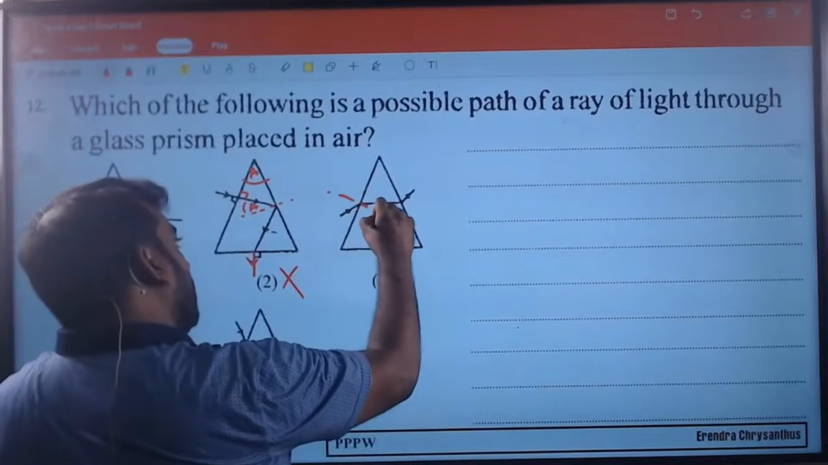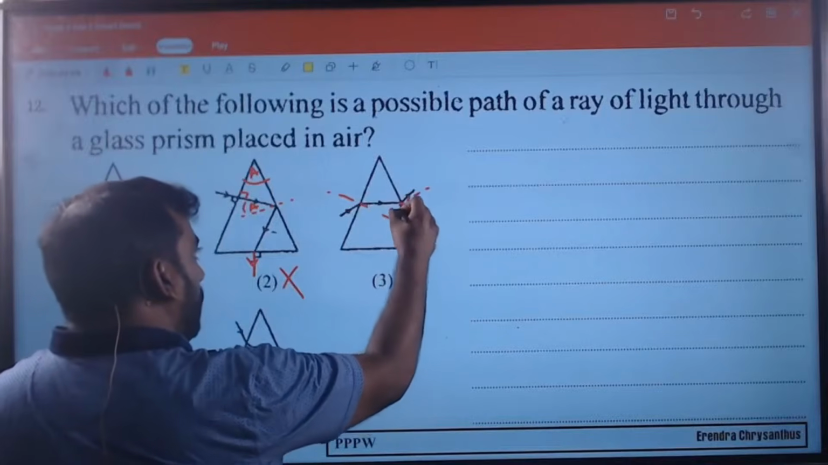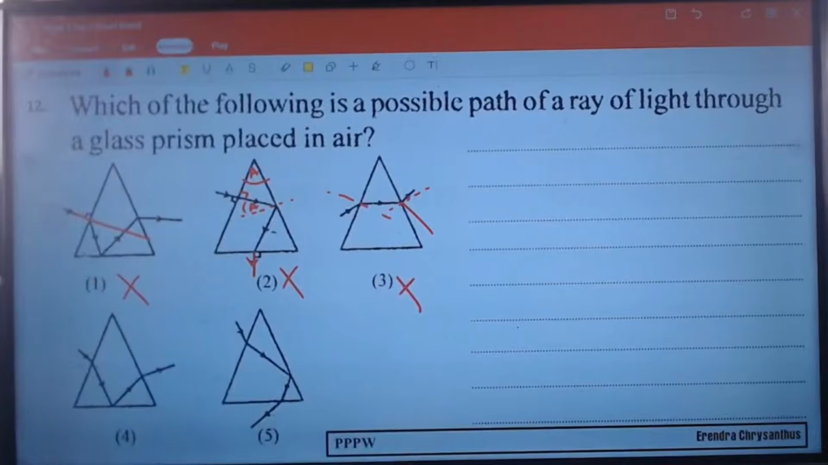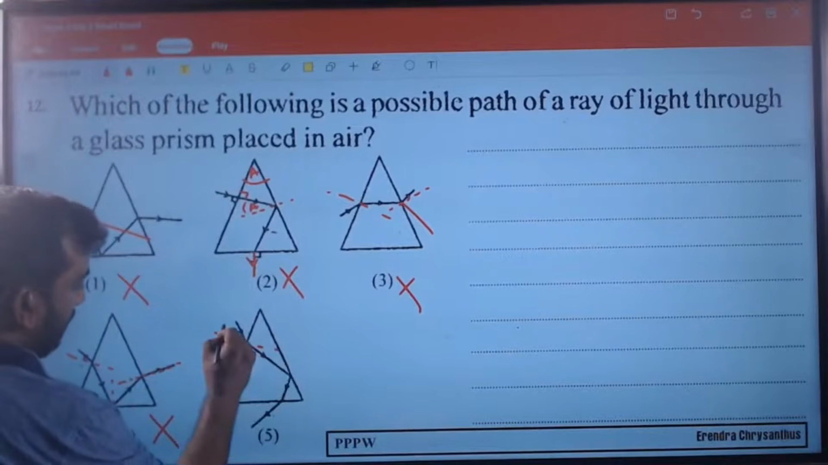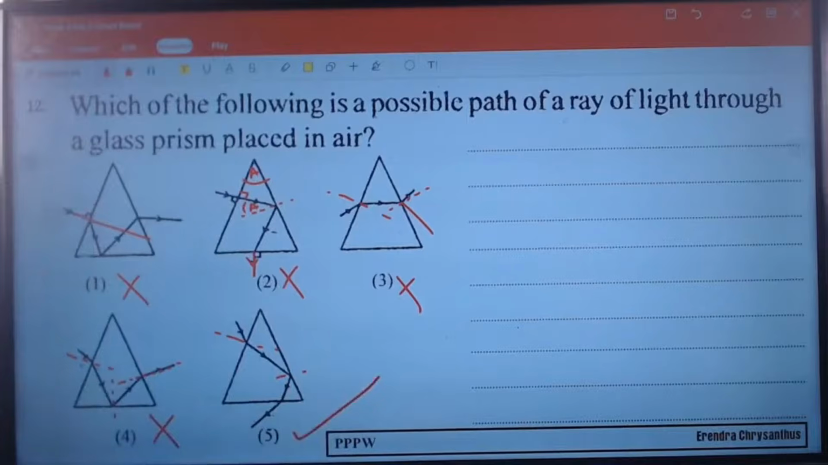Here, it should go down, not up, so three no. This one, it can come here. It can't go along the surface. This is possible. Fifth one is possible. Fifth one is absolutely possible. Okay? Right.